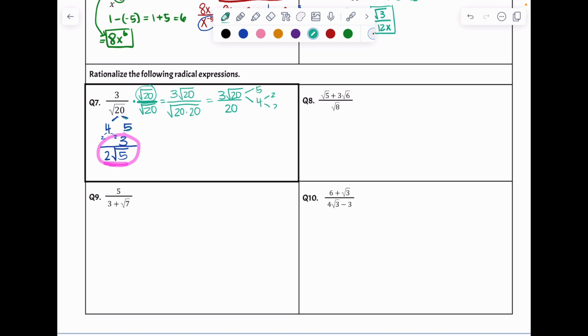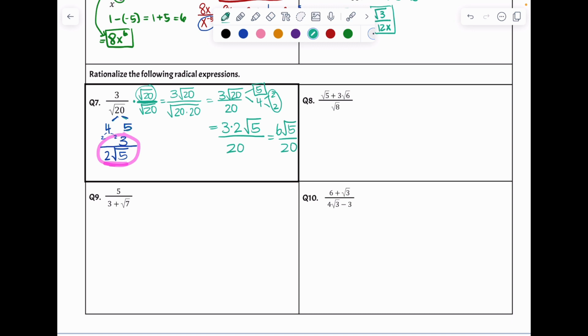Then we have 3 rad 20, and that rad 20 can be simplified as 4 times 5. The 4 has 2 identical factors of 2, and then I'll be left with 5. So 2 can come out and multiply with 3, and 5 would be left behind in the square root. So it'd be 3 times 2, which is 6, rad 5. And then 20 would remain as it is.